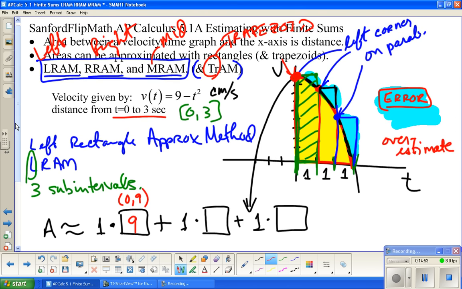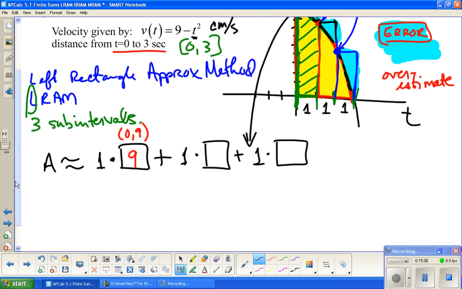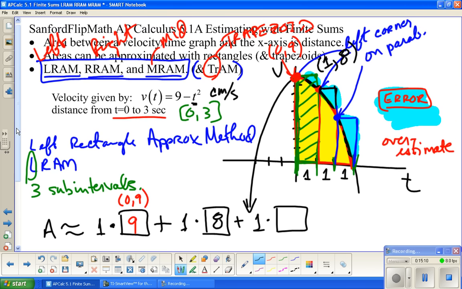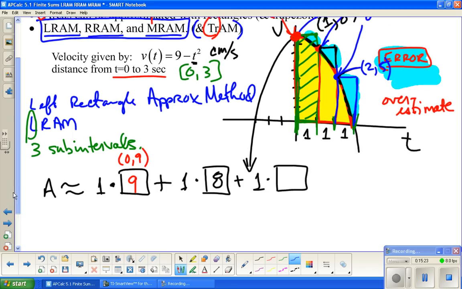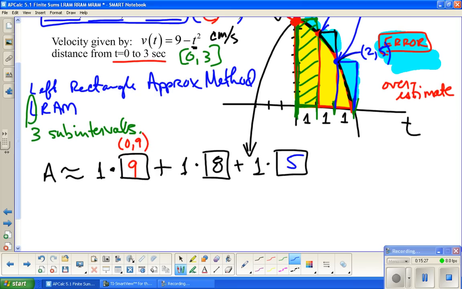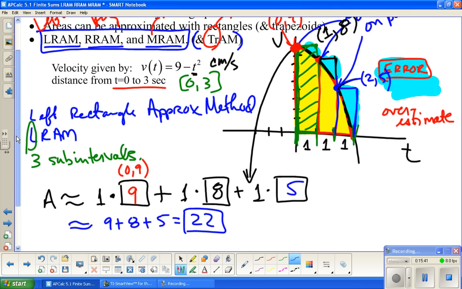Okay, well the next one, okay, so again that was at 0, 9. Okay, the next one is at 1 something. Well, put in 1. So 1 squared is 1. 9 minus 1 is 8. So I'm going to be doing 1 times 8. Okay, and then the last one, again, I'm at the left endpoint, the left corner for this guy, and so it's going to be at 2 what? Well, 2 squared is 4. 9 minus 4 is 5. Okay, so 5. Okay, so this becomes 1 times 9 plus 1 times 8 plus 1 times 5, 22. Okay, so if that original thing was in centimeters, then our distance is approximately 22 centimeters.